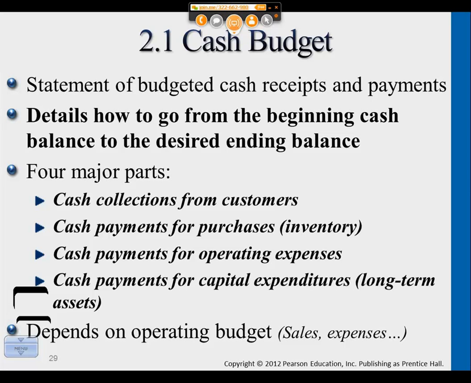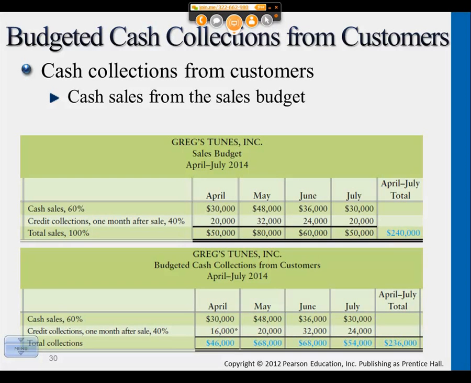And then all the cash collections and payments depend on revenues and the expenses. And those would appear in your operating budget, right? And that's something that we already have, right, by that time. Okay. So mainly this is why we cannot prepare our cash budget until we have that operating budget in place. Okay, so let's look at the example.